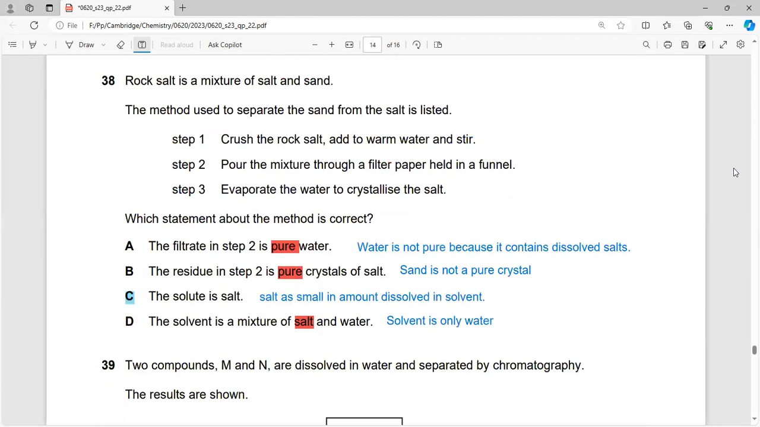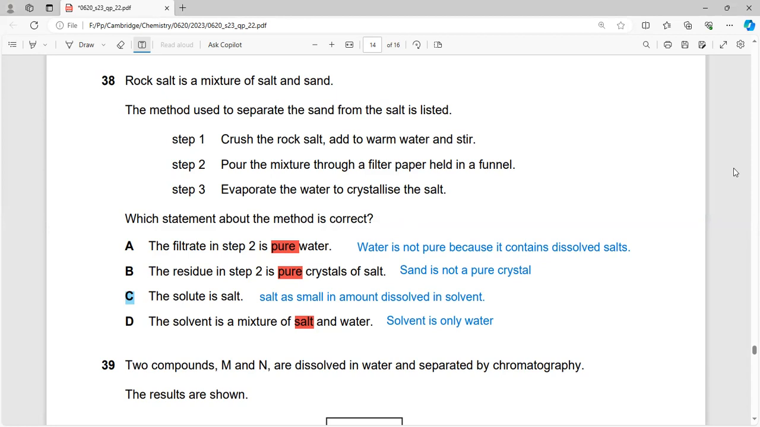Question number 38. Rock salt is a mixture of salt and sand. So that's a mixture, and the method used to separate the sand from the salt is listed here. In step 1, we crush the salt and add water to it. Salt is soluble in water, but sand is not, so that way the salt gets separated from the sand.